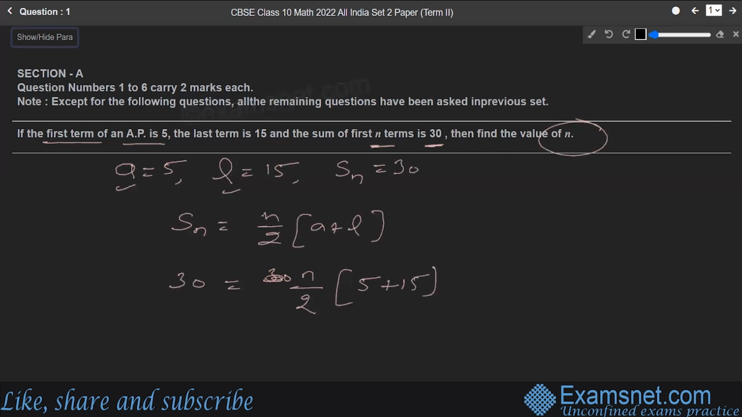So if you solve this further, this gives us 60 is equal to 20n, and the n value comes out to be 3. Okay, so the right answer is n equal to 3. That is the answer.